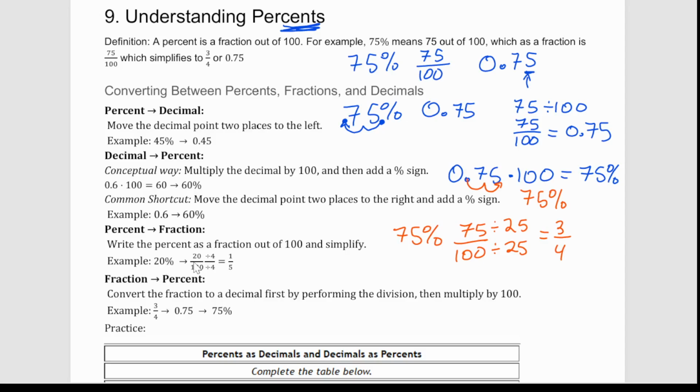Similarly, in the case of 20%, that's 20 over 100. Divide both the top and the bottom by 4. That will simplify to 1/5. Those are all the different ways that you can do that.